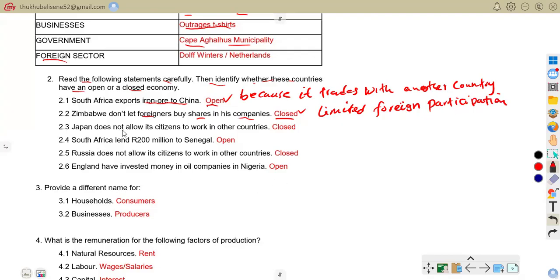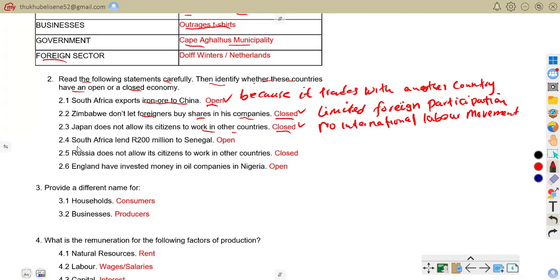2.3, Japan does not allow its citizens to work in another country. So that is a closed economy again, because Japan does not allow citizens to work abroad. So it's closed. No international labor movement.